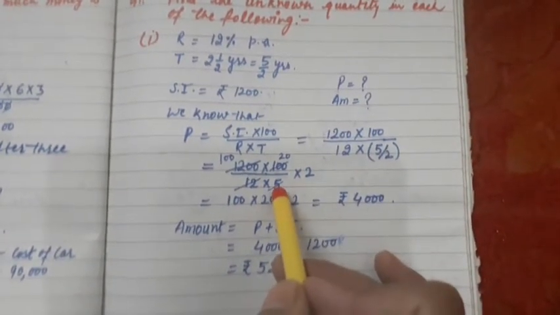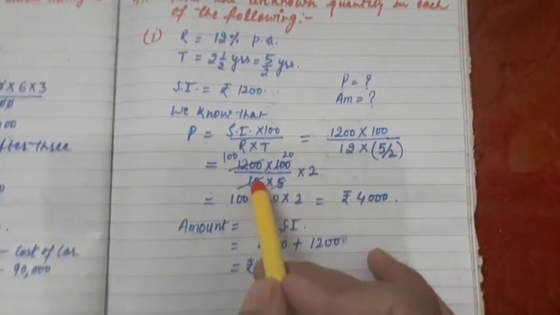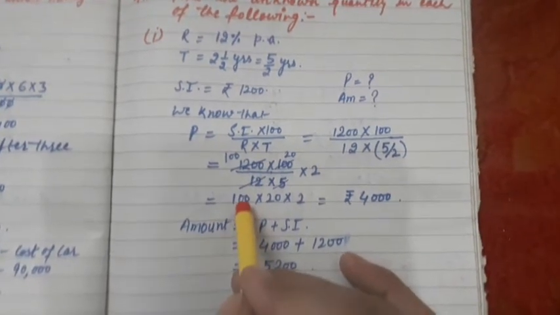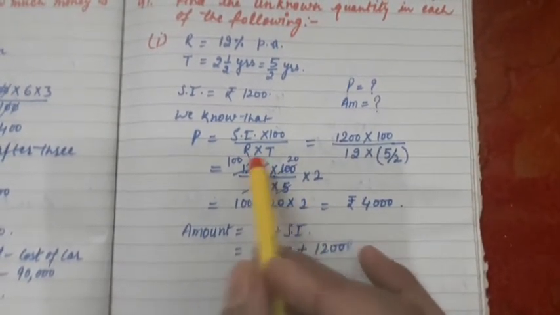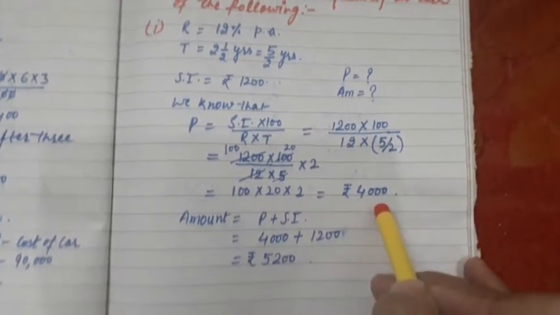Now we will cancel this. 5 1 is 5, 5 20 is 100. 12 1 is 12, 12 hundreds are 1200. So we have got 100 into 20 into 2. It is equal to rupees 4000.